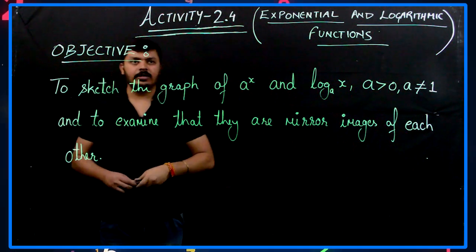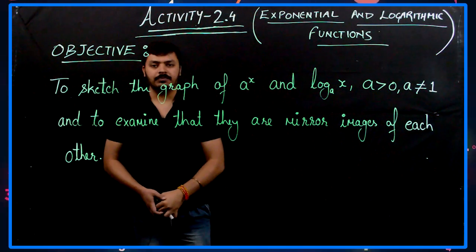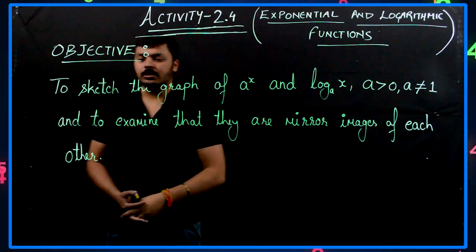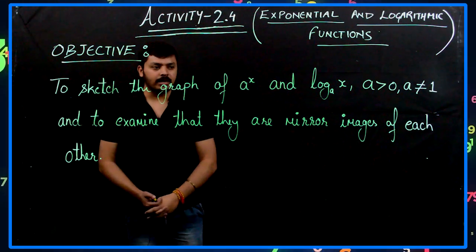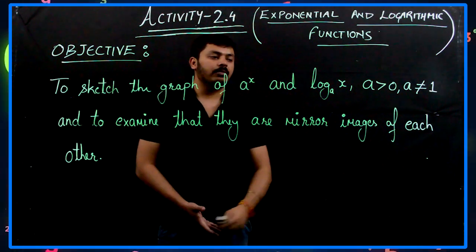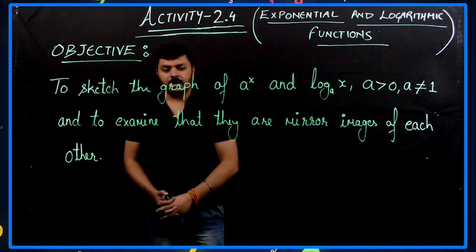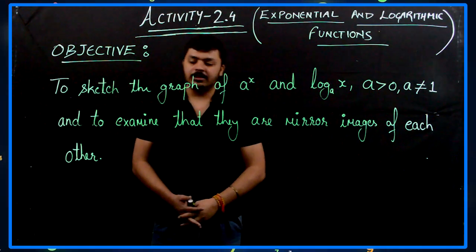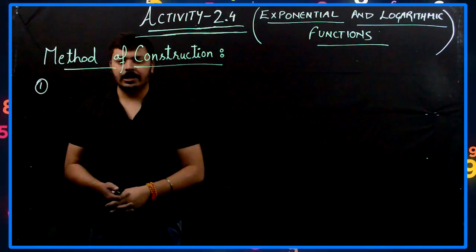So now let's start a new activity, activity 2.4, exponential and logarithmic functions. So our objective is to sketch the graph of a to the power x and log x to the base a, where a is greater than 0 and a is not equal to 1, and to examine that they are mirror images of each other. So now let's see the method of construction for the given activity.